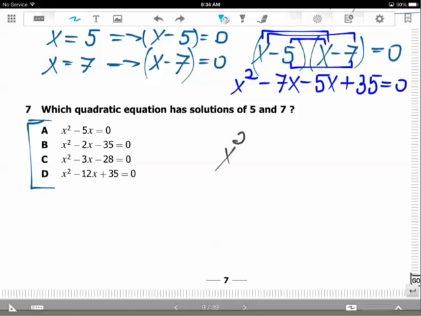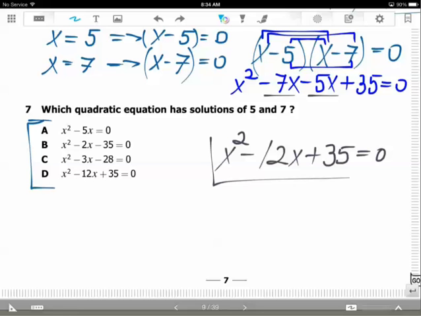So your trinomial now has to be x squared minus 7x minus 5x will be minus 12x plus 35. That should be equal to 0. Okay? Which one is identical to this one? D. And you are done. Okay? This is one way in which you can solve this problem.